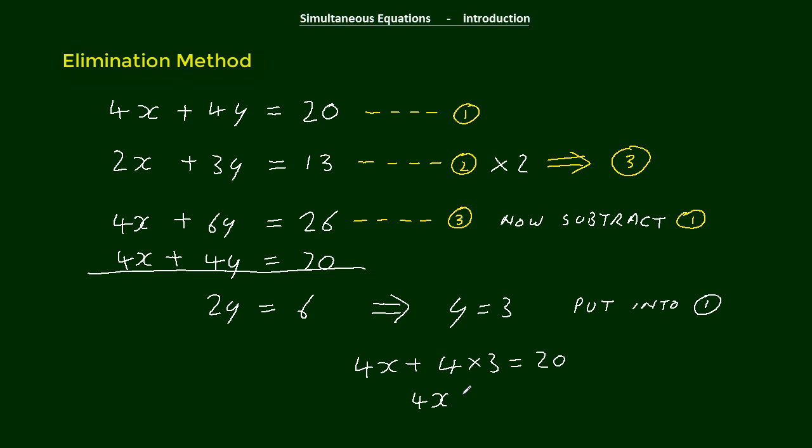4x equals 8. Therefore, x equals 2. And that's the answer to that one. Y equals 3, x equals 2. If you want to do a quick check, you can check it in the second equation. Y equals 3, 3 3s are 9, x equals 2, 2 2s are 4, 4 plus 9, 13. Yeah, that works. We'll look at another one.